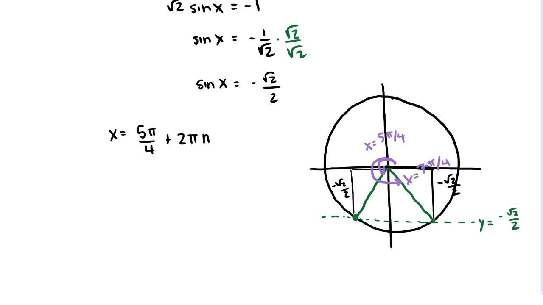And then we get another family of solutions here, when x is coterminal with 7 pi over 4.